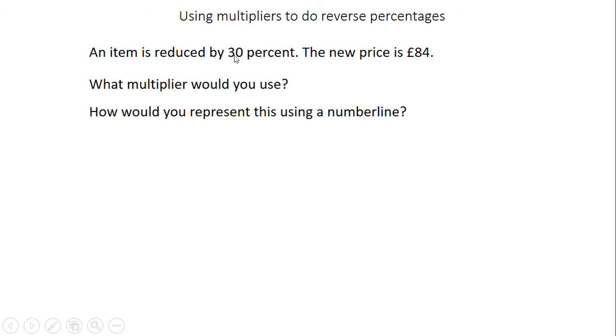An item is reduced by 30%. The new price is £84. What multiplier would you use? How would you represent this using a number line? Okay, how are we going to find out what the original value was? So we started off with an original value. We decreased that amount by 30%. So we applied a multiplier of 0.7 to it. The new value was £84.